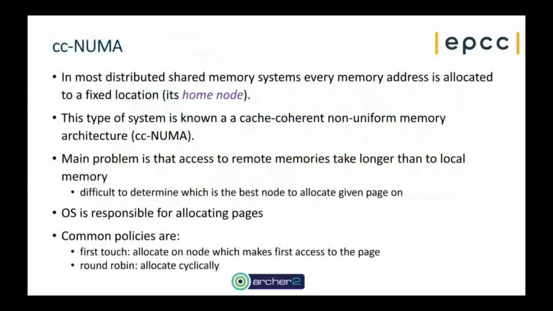Finally, we have this idea of distributed memory in our nodes. So ARCHER2 has two processors per node. Each one of those has some memory attached to it. And the time to access the memory attached to the processor my program's running on is different from the time to access the memory on the other processor in the node. This is what we call a non-uniform memory access time, non-uniform memory architecture.